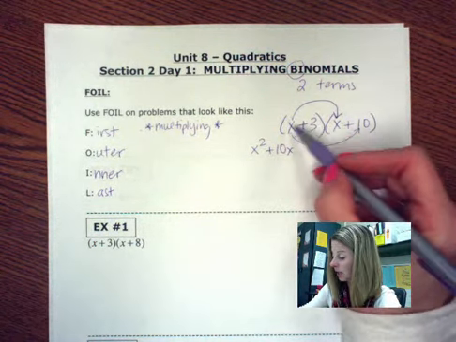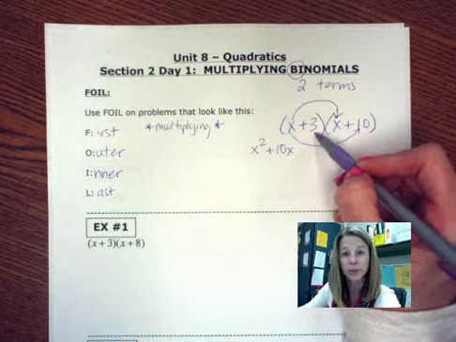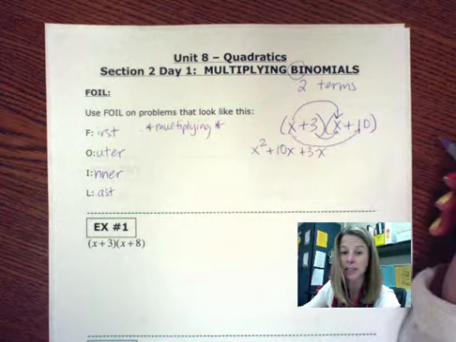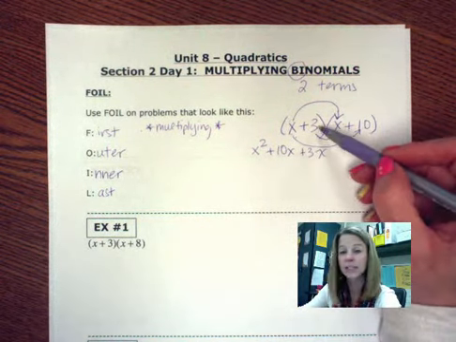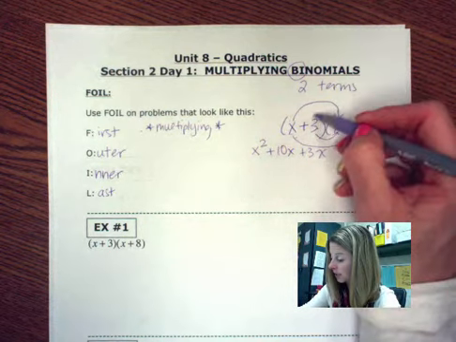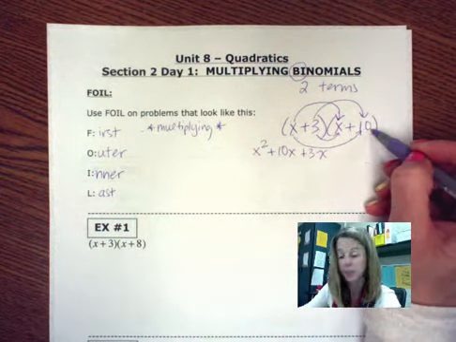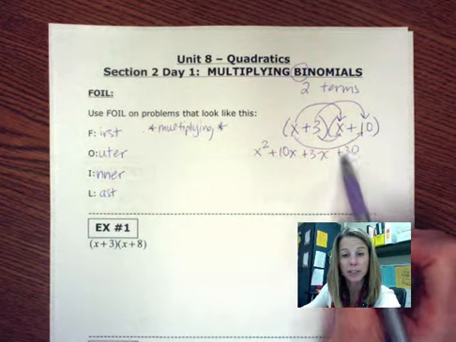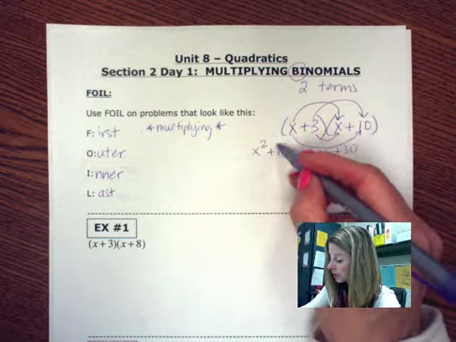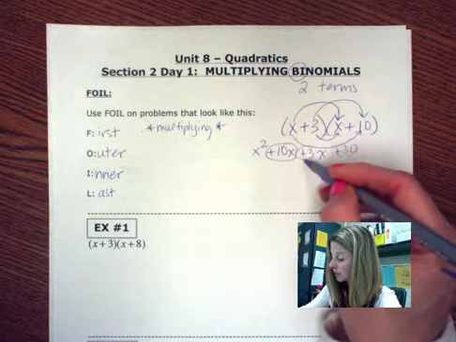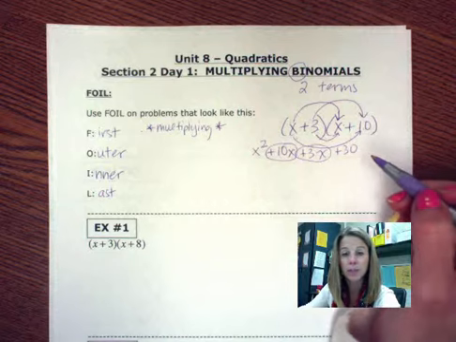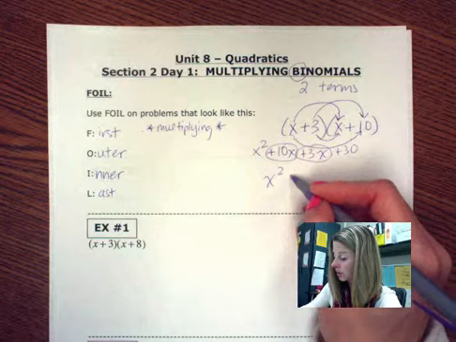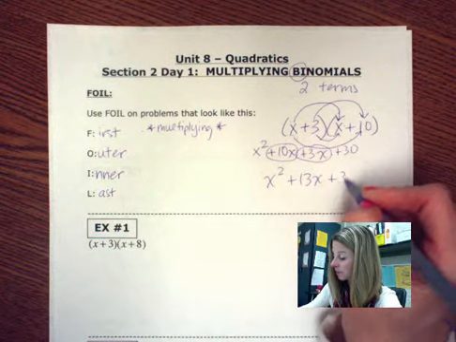So I did first, outer. The inner would be the two right next to each other, the 3 and the x. So 3 times x is 3x, so plus 3x. The last would be the last in each set of parentheses, so the 3 and the 10. 3 times 10 is 30, so plus 30. So I did first, outer, inner, last. When we FOIL, we'll have these four terms. And then if you notice, these two that have an x variable are like terms, I can combine them. So 10x plus 3x is 13x. So the result is x squared plus 13x plus 30.